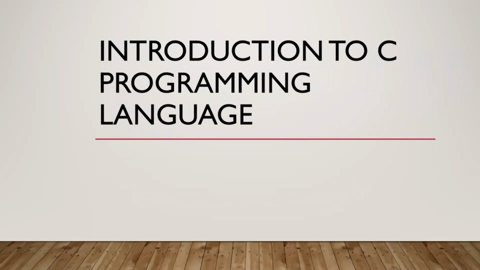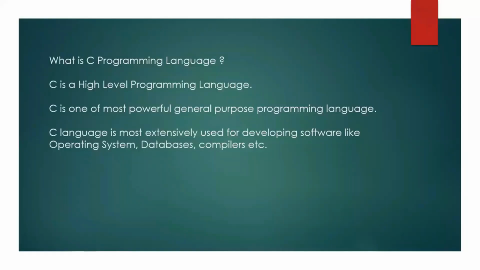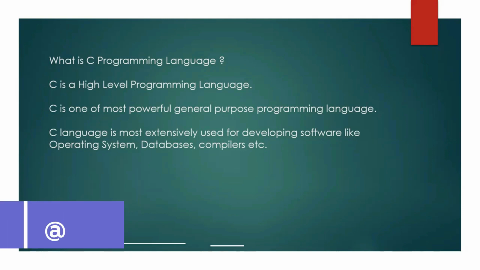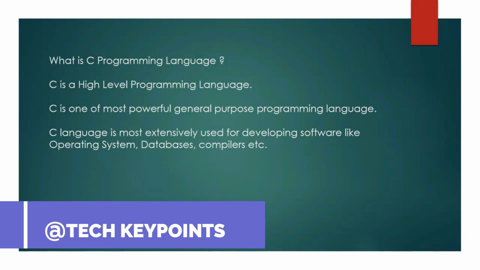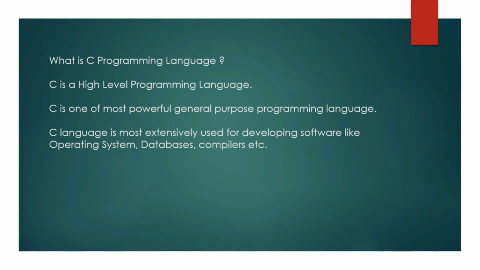In this video, we are going to see Introduction to C Programming Language. Now, what is C Programming Language? C is a high-level programming language. C is one of the most powerful general-purpose programming languages. C language is most extensively used for developing software like operating systems, databases, compilers, etc.